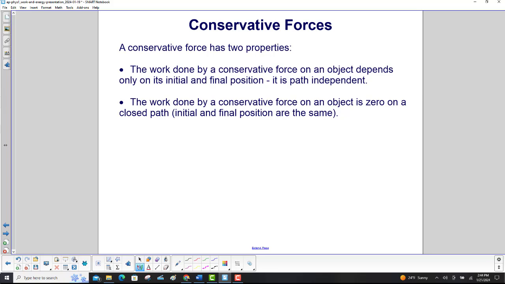Here are our two properties of the conservative force. One: the work done by a conservative force on an object depends only on its initial and final position. Another way of saying that, it is path independent. Two: the work done by a conservative force on an object is zero on a closed path. That's when your initial and final position are the same. And again, you don't care how you got there.